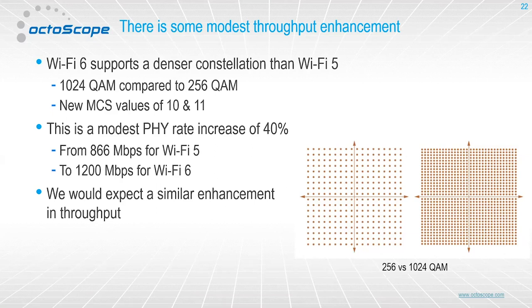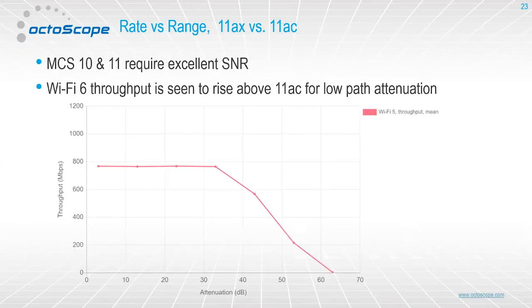There are two new MCS, modulation coding schemes, MCS 10 and 11, over MCS 9 in Wi-Fi 5. So that takes your maximum PHY rate from 866 in Wi-Fi 5 to 1200 megabits per second in Wi-Fi 6, roughly a 40% increase. You would expect something like that in terms of an increase in throughput. And we do, in fact, see that.